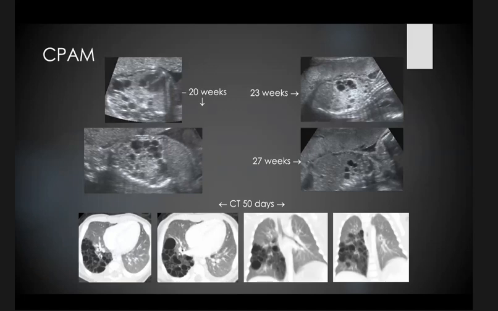So here is another example of a CPAM. At 20 weeks, you see a lesion filled with cysts and a bit heterogeneous that was shifting the mediastinum. You can still see it at 23 weeks and 27 weeks, but you see that the mass is a bit smaller than it was at 20 weeks. The CT scan was done at 50 days of life, and you see that CPAM, with a lot of cysts here in the right lower lobe.